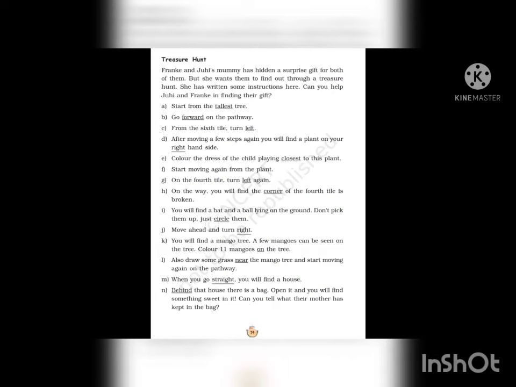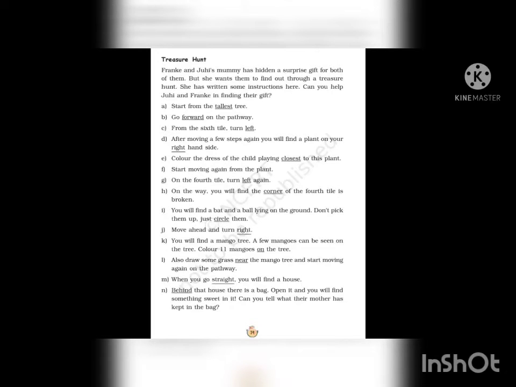Treasure hunt. Next is treasure hunt. Frankie and Juhi's mummy has hidden a surprise gift for both of them, but she wants them to find it through a treasure hunt. She has written some instructions here. Can you help Juhi and Frankie in finding their gift? So you can see on page number 75 there is a picture drawn where you have to do this treasure hunt.